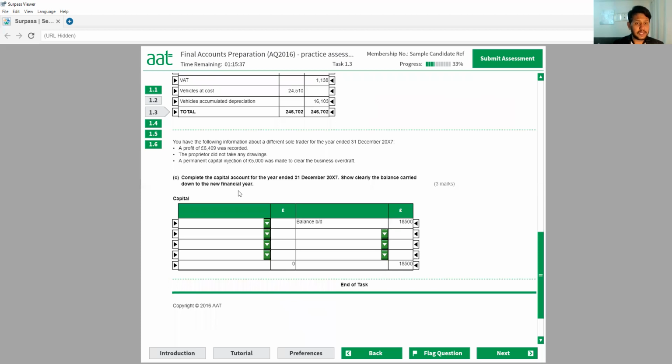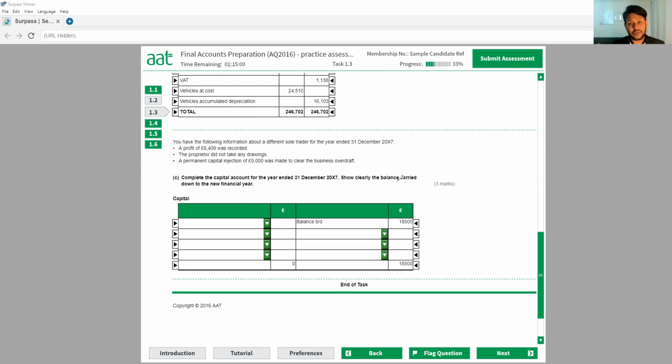It's quite simple. They said you have the following information about a different sole trader for the year ended 31st of December 2017. A profit of 6409 was recorded. The proprietor did not take any drawings. A permanent capital injection of 5,000 was made to clear the business overdraft. Remember that the profit is a part of our capital. If we make a profit, the capital will go up. If we make a loss, the capital will go down.